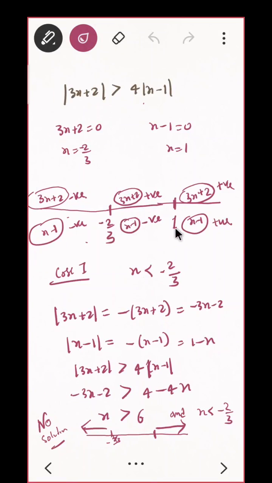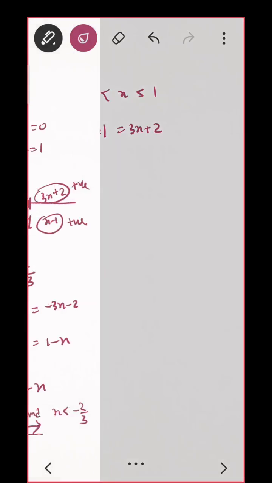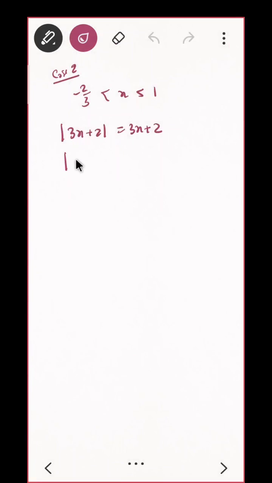When your x is lying between 1 and minus 2 by 3, then what do you know about your 3x plus 2? That is a positive number. So if it is a positive number, then mod of 3x plus 2 will be 3x plus 2. Correct? And what do you know about this x minus 1? That is a negative number. So in that case, mod of x minus 1 will be 1 minus x. Is that clear? Do you agree? Yeah, perfect. What next? Let us put it in the equation.